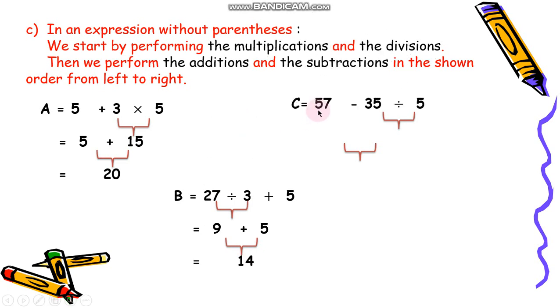C equals 57 minus 35 divided by 5. So we have subtraction and we have division. We're going to start with what? With the division. So we're going to copy 57 and solve the division. 35 divided by 5 equals 7. Now 57 minus 7 equals 50. That's it.